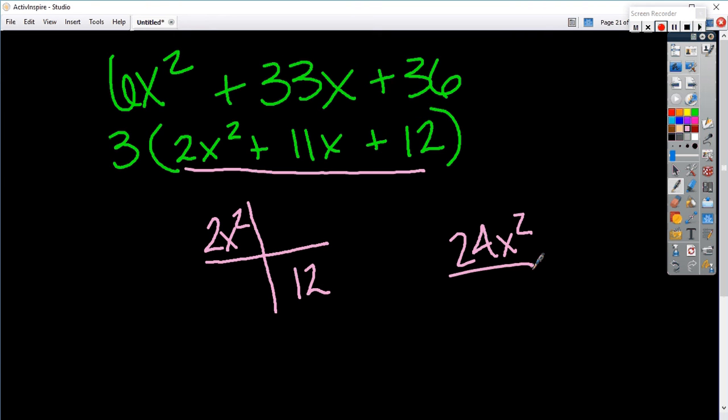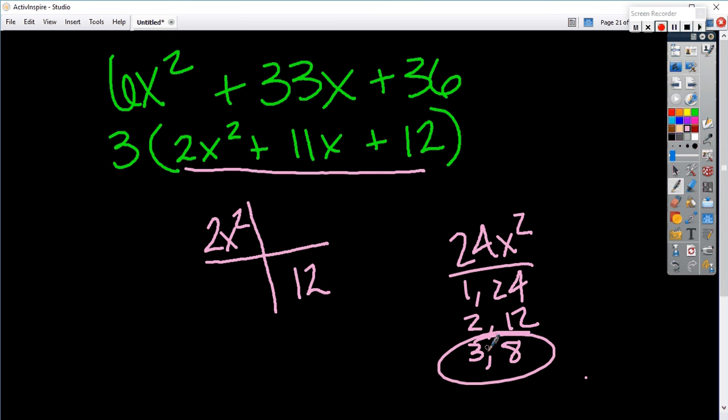Oh, 8 plus 4. No. 8 plus 3. Let's list them out. 1 and 24, 2 and 12, 3 and 8. See what I did when I couldn't figure it out? I just started listing everything until I get to the one that works. So now I got 3x and 8x.